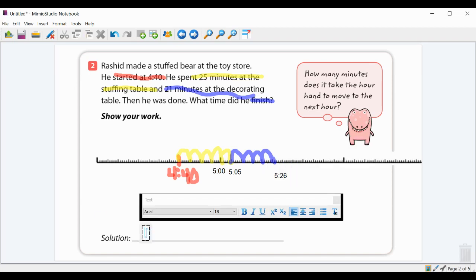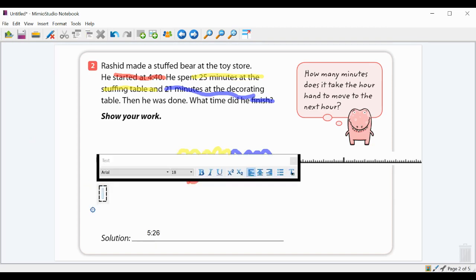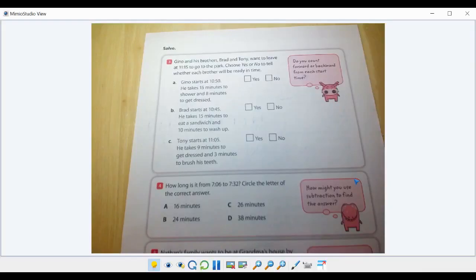And we're going to put that down as our solution. Remember, solution is just a big word for answer. So what time did he finish? He finished at 5:26.